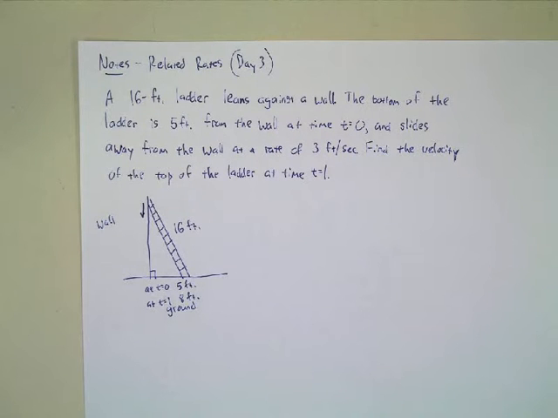So then use the special right triangle formulas to find the length. Yes, the length, right? And then you find the difference between the height of the ladder against the wall at 5 feet, and the height of the ladder against the wall at 8 feet. And then do the difference.